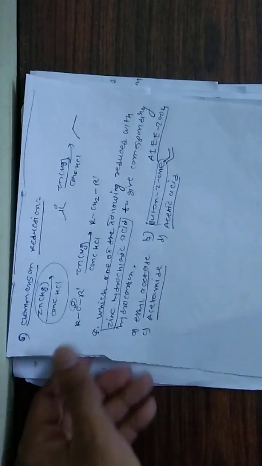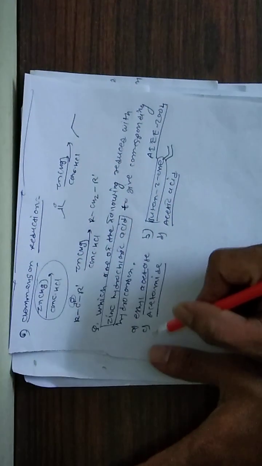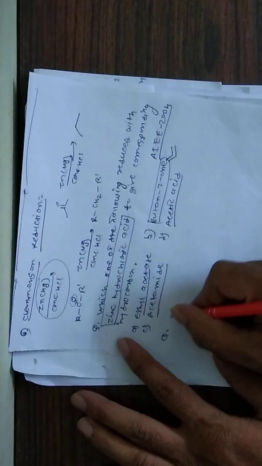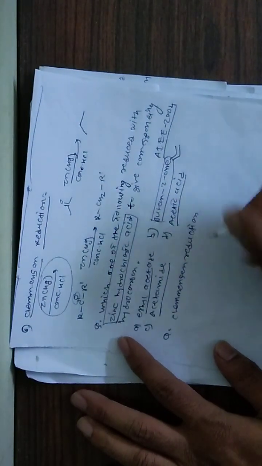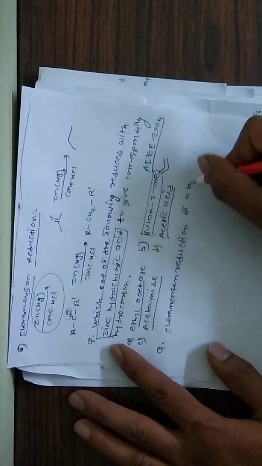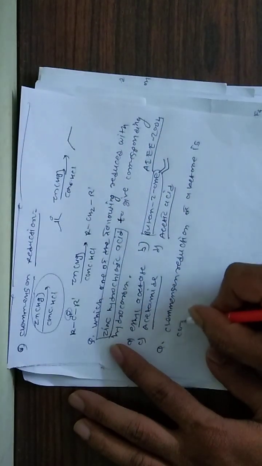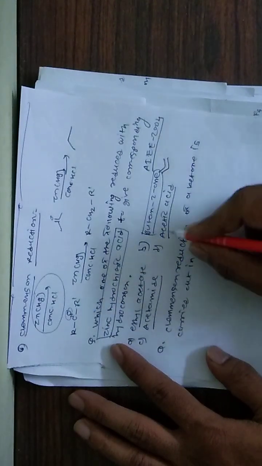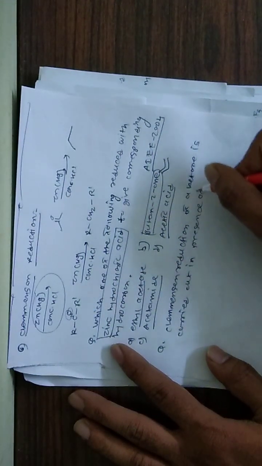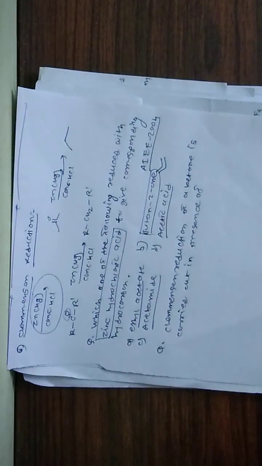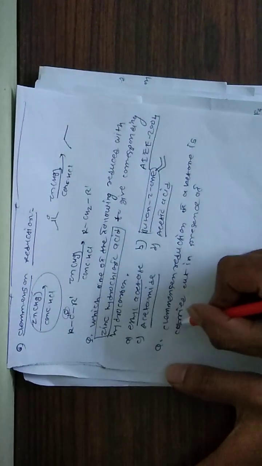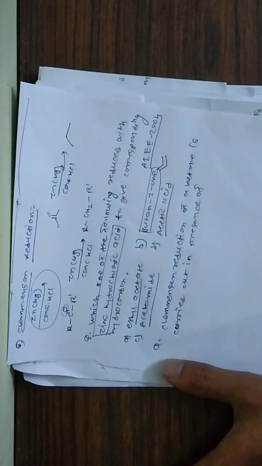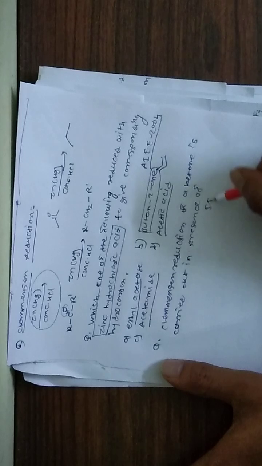Directly, one question was also asked in JEE Mains 2013. The second question is: Clemmensen reduction of a ketone is carried out in presence of. If you see the question carefully, here they directly ask what is the reagent of Clemmensen reduction. So you have to remember the reagent of that reaction. This question was asked in JEE Mains 2013.